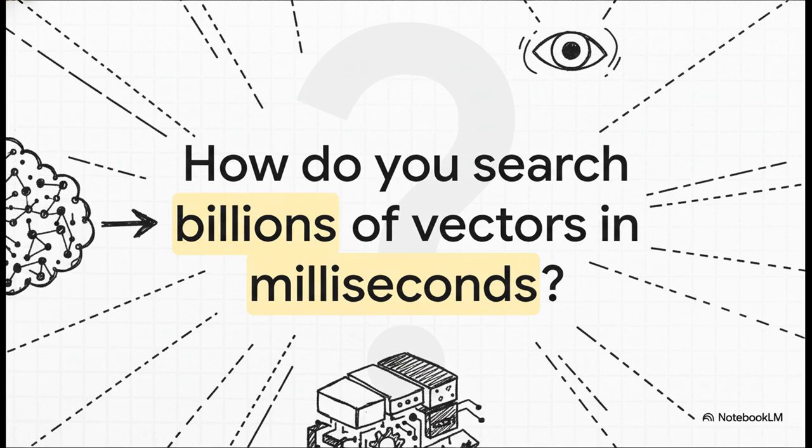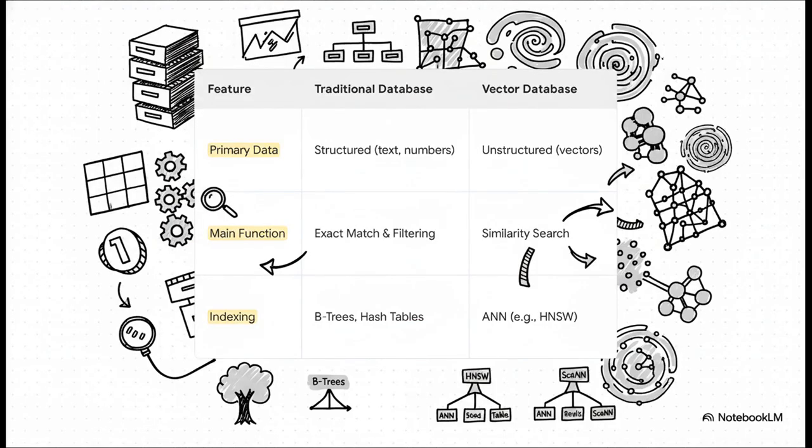You're going to need a brand new kind of engine to pull that off. And this is really where we see the big split from what we're used to. You see, your classic old school database is all about finding exact matches. It's like walking into a library and looking for a book by its exact title.